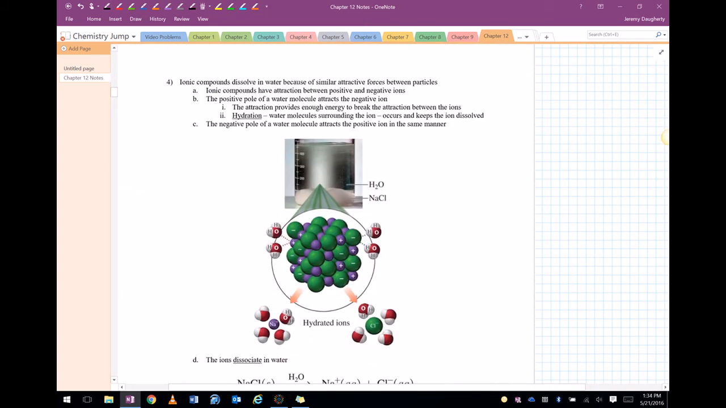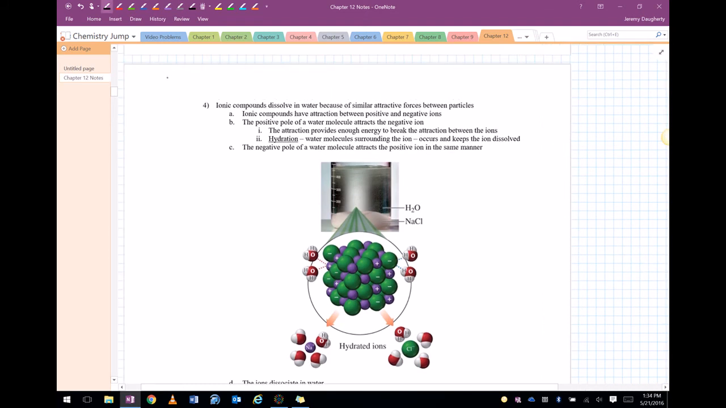So what about an ionic compound? Because we're talking about polar and nonpolar here. Well, an ionic compound, this is where we get those ion-dipole forces of attraction that I talked about earlier in a previous video. So ionic compounds do dissolve in water because of similar attractive forces. And it's this ion-dipole force of attraction.